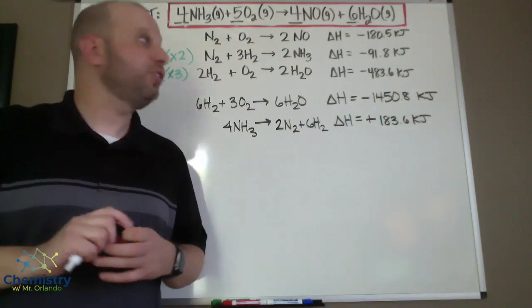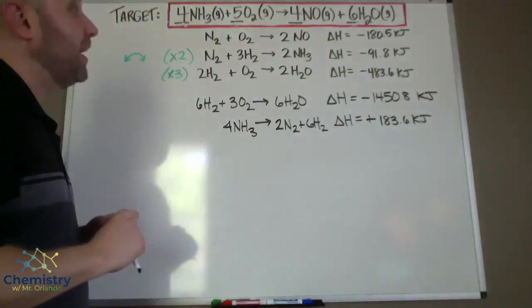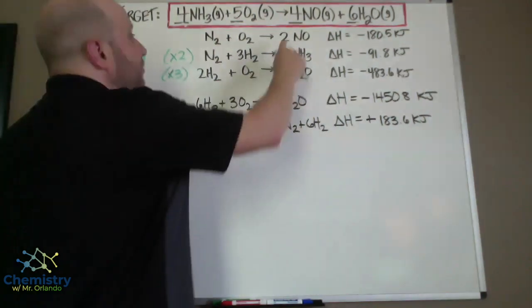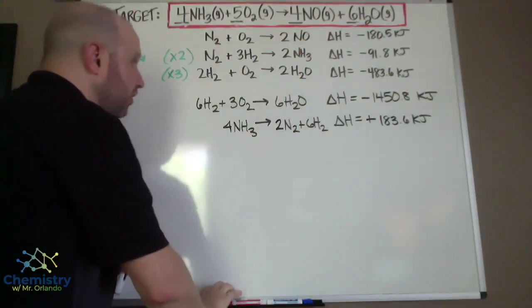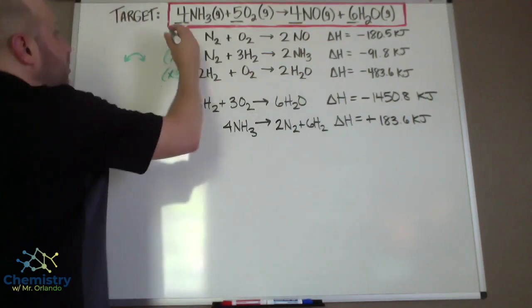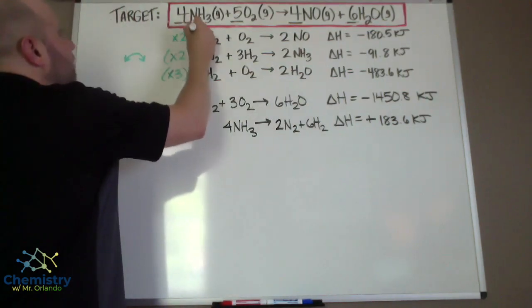The second question is, do we have to multiply it by a coefficient? The answer to that is yes. I have a coefficient of 4 here, but only a coefficient of 2 there. So I have to take this entire equation and multiply it by 2.